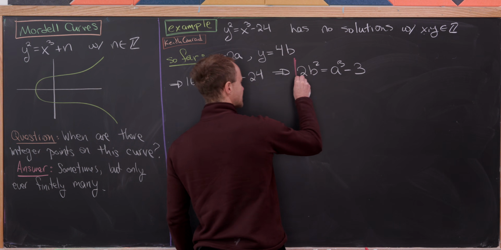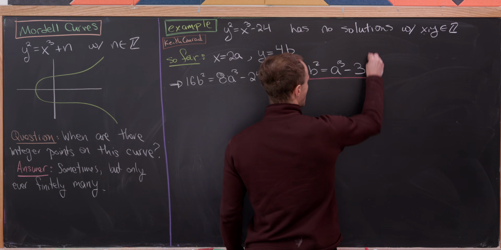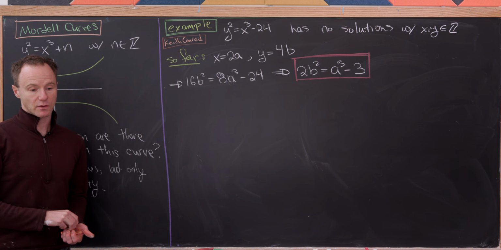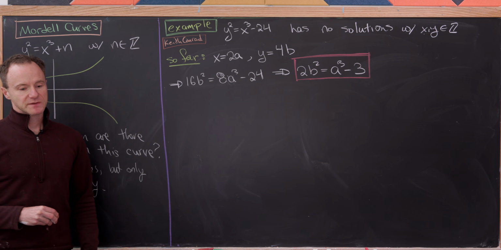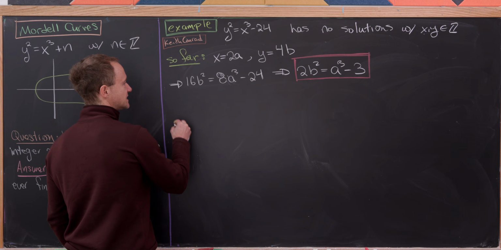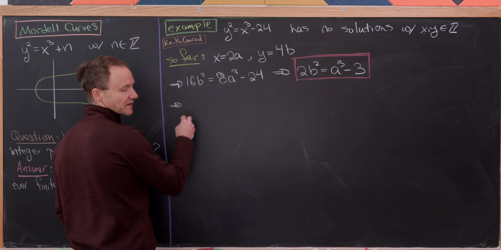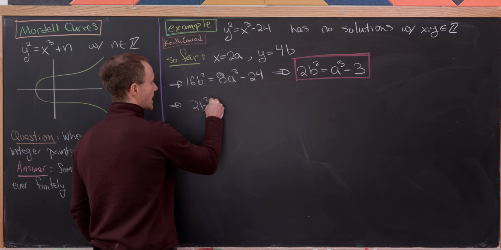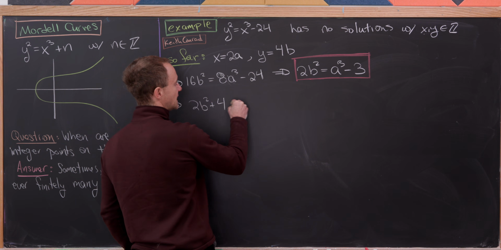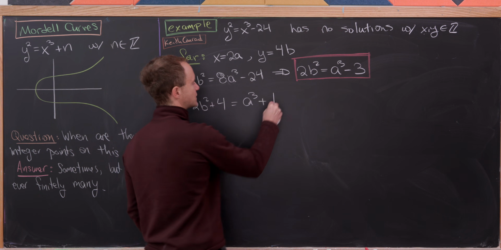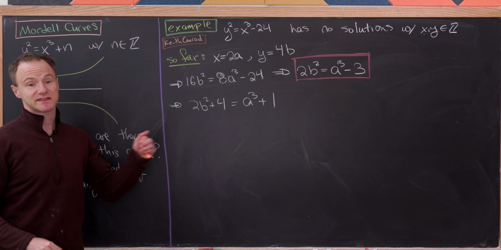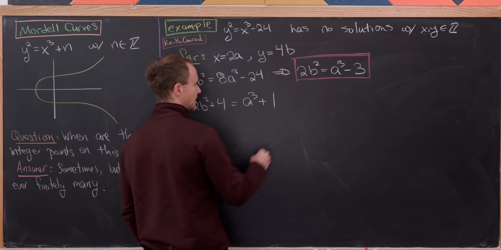So let's put a box around that, because at this point all we have to do is consider this new auxiliary equation. Okay, so next up what I'm going to do is manipulate this a little bit. Let's write this thing as 2 times b squared plus 4 equals a cubed plus 1. And the reason I want to do that is to get a difference, or I should say a sum of cubes on the right-hand side.